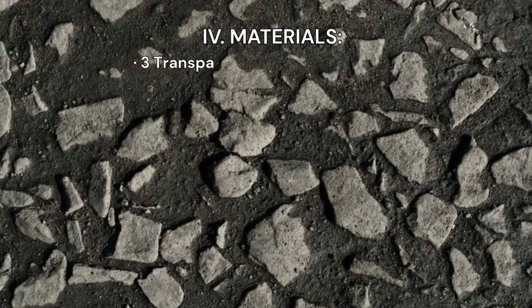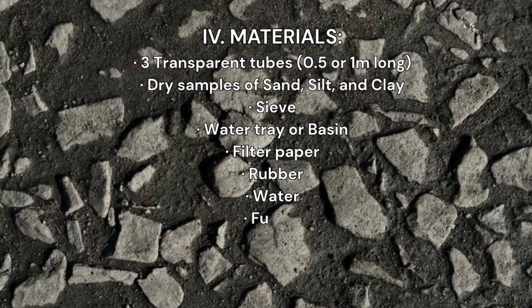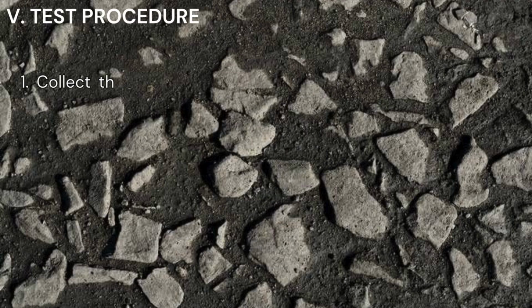Resources. Three transparent tubes, 0.5 or 1 meter long, dry samples of sand, silt, and clay, sieve, water tray or basin, filter paper, rubber bands, water, funnel, stopwatch, ruler, wool. Procedure.